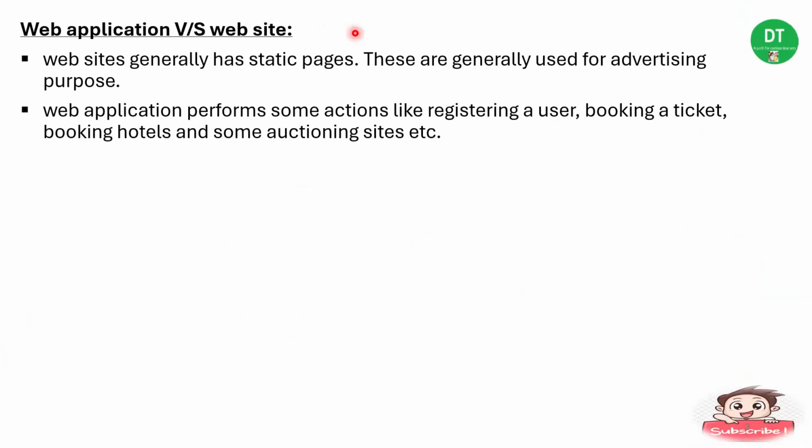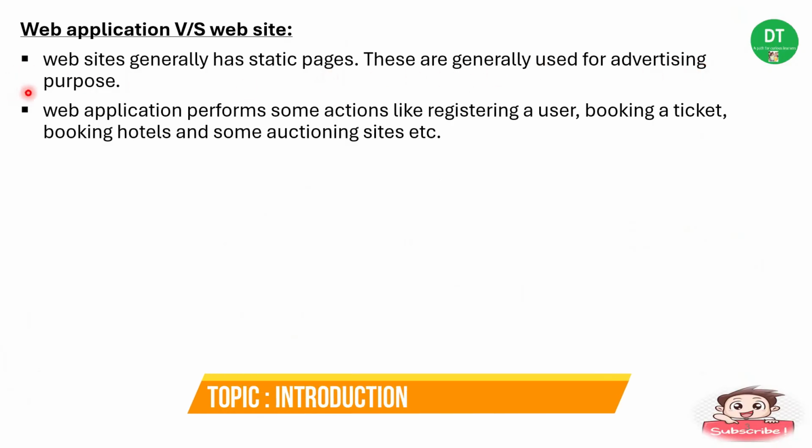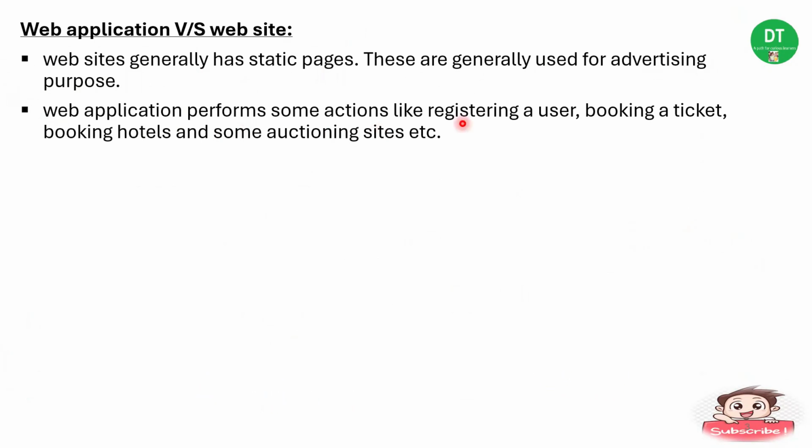Web application versus website. Websites generally have static pages. These are generally used for advertising purposes. A web application performs some actions like registering a user, booking a ticket, booking hotels, and some auctioning sites.